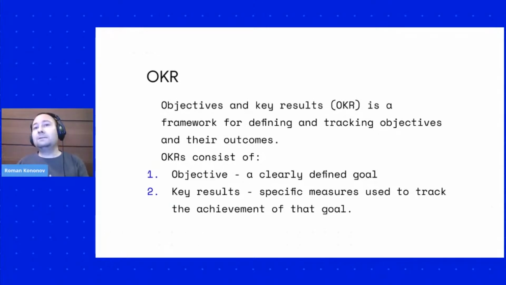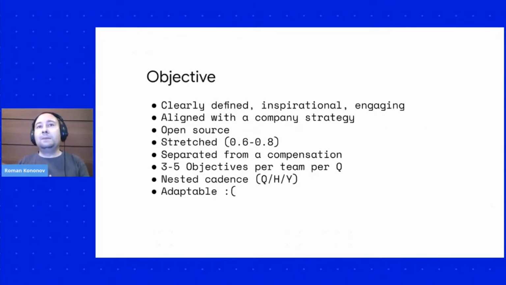And the key results are specific measures used to track the achievement of that goal. I will tell about this a bit later in detail. As for the objective, first of all, clearly define it. It should be inspirational, it should be engaging, it should be aligned with the company strategy. All the examples a bit later. Now just the definition and what should be inside.